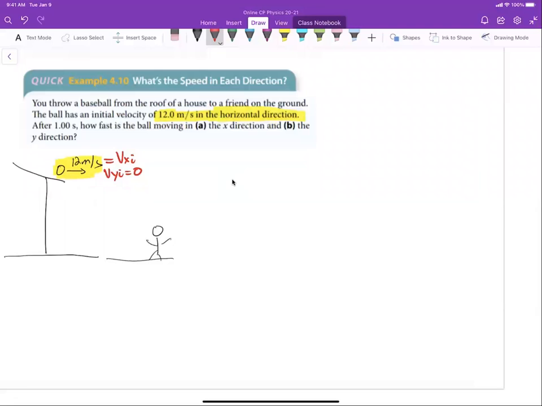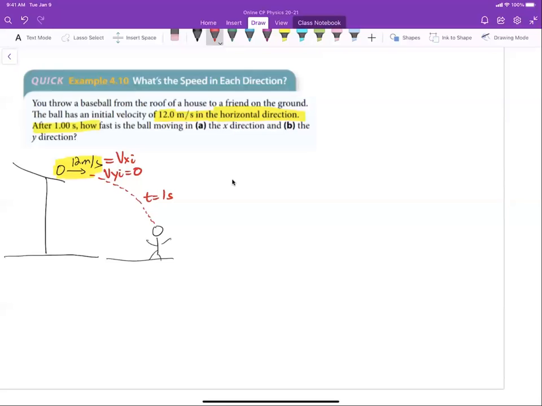All right, so we have the ball traveling initially at 12 meters per second horizontally. That means its initial velocity in the x direction is 12 meters per second. Its initial velocity in the y direction is 0. Well, what have they asked? After 1 second, how fast is the ball moving in the x direction and in the y direction? So what does that look like? Okay, so here we go. It's coming to my friend, and I don't know where it is, but we'll say that's approximately there, 1 second.